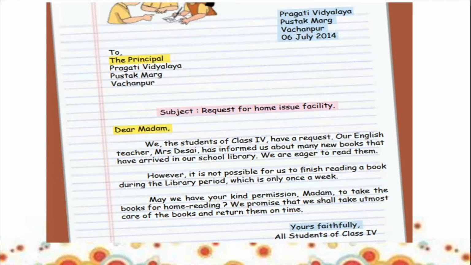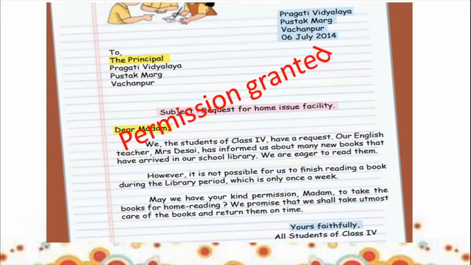And what does she do? She immediately takes the letter from the teacher and she writes on it, permission granted. That is, she is giving permission to the children to take the books home every week. So that is one good thing which has happened. So she tells the teacher that, okay, I have given permission. So this is the letter that you have given me, and I'm writing on it, permission granted. That means your children, the students of your class, can take the books home. So here the work is done. The children have got permission to take the book home.